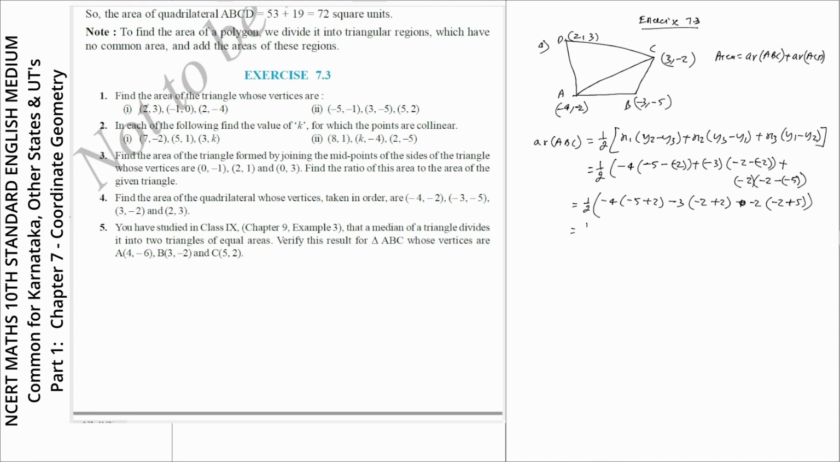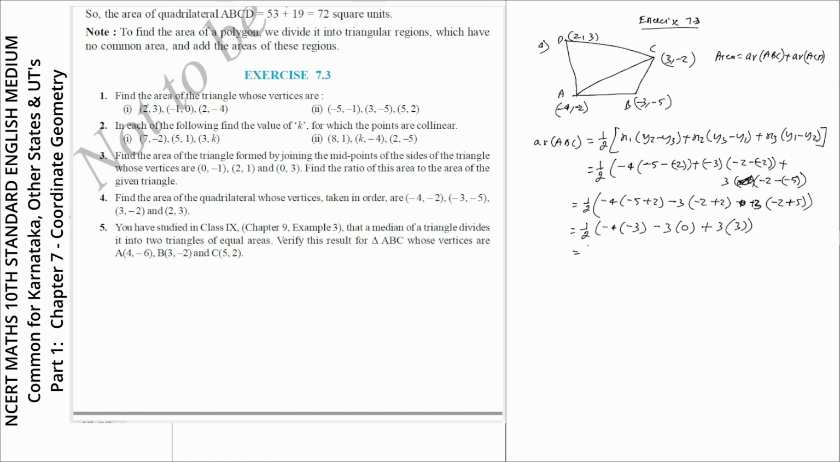Okay, so this is equal to half into minus 4, so minus 5, minus 5 plus 2 is minus 3. Now minus 3, so minus 2 plus 2 is 0, I'll get. Then now minus 2, so here one mistake I've made, this is plus 3. Okay, so this is 3, so plus 3. Now minus 2 plus 5 is plus 3.